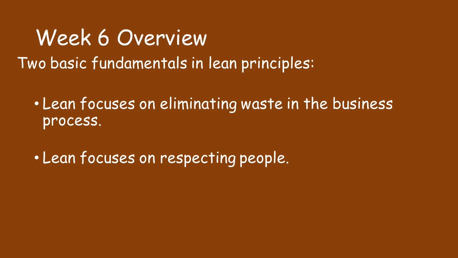Lean focuses on removing 7 different types of waste found in almost any industry. And I'll list those out for you here in a minute. And the second thing that you need to remember is that lean focuses on respecting people. That is, companies implementing lean principles strive for lifetime employment. They strive for things called level payrolls, so that whether the business is up or down, they still maintain the same level of payroll, same number of employees. And that's done out of respect for people.